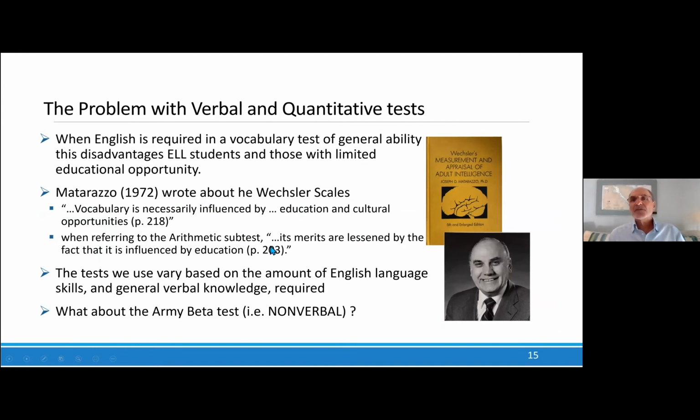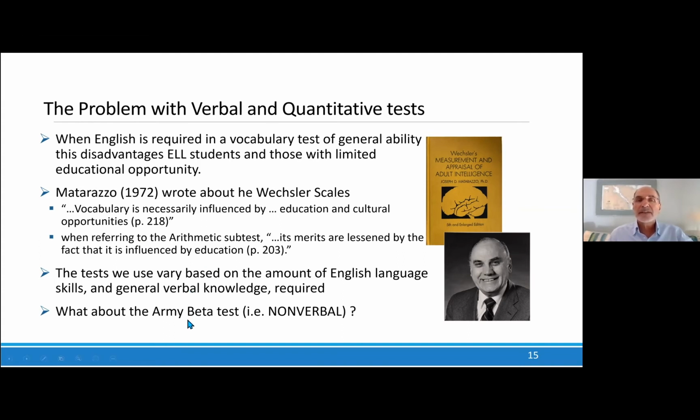And if you go back and you read writings in the early 70s, like this book that Joe Matarazzo published. Matarazzo worked a lot with Wechsler. I've known Joe for a long time. He's an amazing man. Even he said, look, vocabulary is influenced by educational opportunities. Arithmetic subtests, well, of course that's influenced by education.